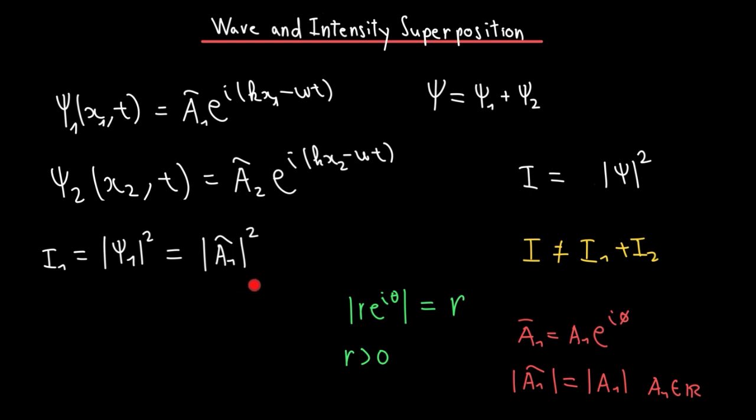But in this case, since we're taking the square of the modulus, we don't need to put the absolute value sign here. So the modulus squared of a1 tilde is just a1 squared. And a1 squared is a positive number, of course. Likewise, the intensity of psi2 is just a2 squared.